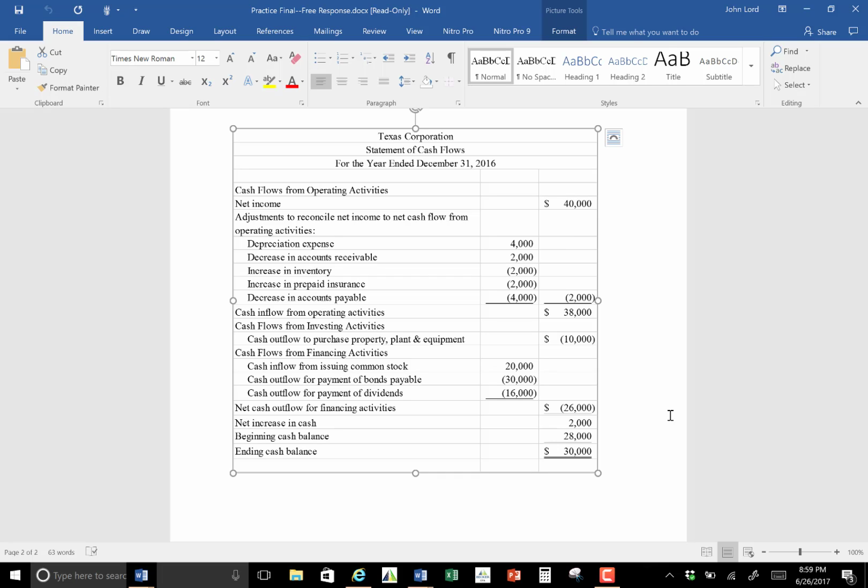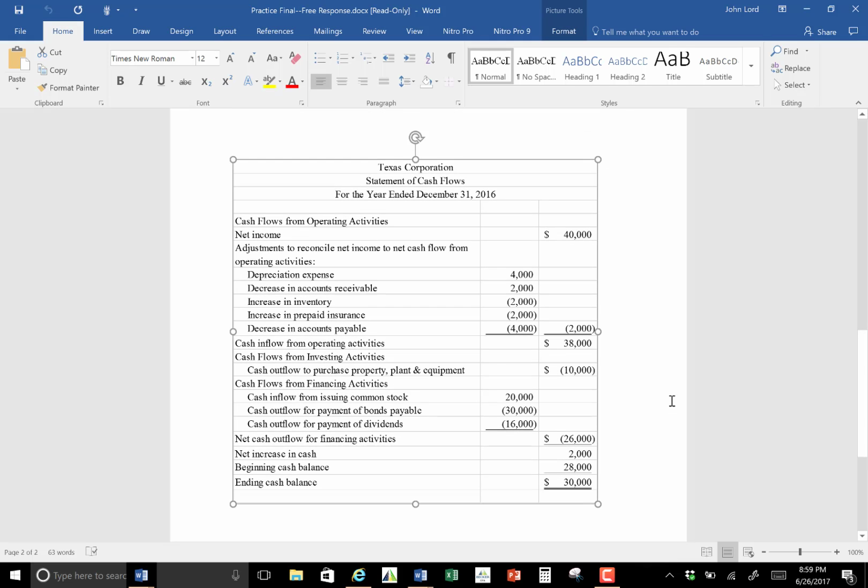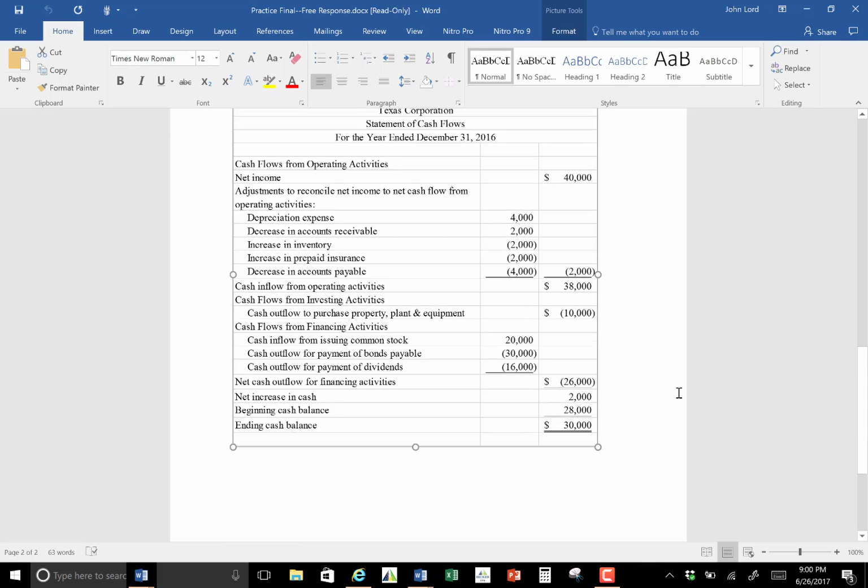Do you want the statement of cash flows free response? Yeah. The bond. Yeah. Over the bond, absolutely. Okay, well, I'm not going to give you this exact one. I'll tell you what. Let's compromise. It'll either be this or the bonds.